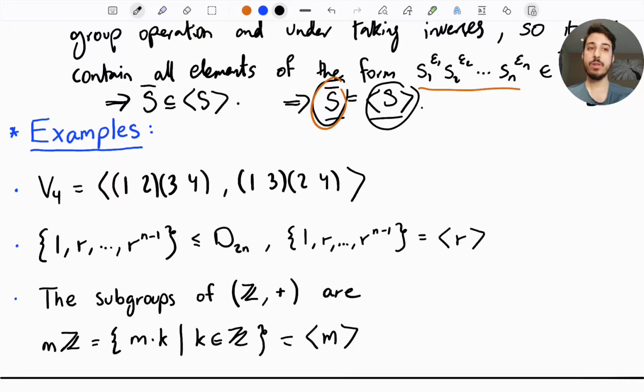Moreover, not only do these form subgroups, these form the only subgroups of the integers. There are no other subgroups. So all of the subgroups of Z plus are of the form mZ, the exact form that we've just seen now.